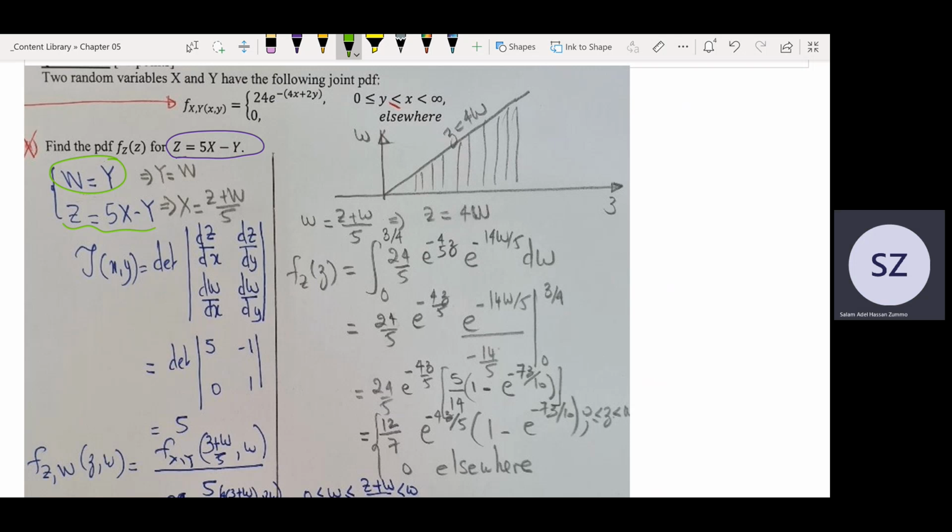Here is where we find the inverse functions. W equals Y means Y equals W, and Z equals 5X minus Y means X equals (Z plus W) divided by 5.